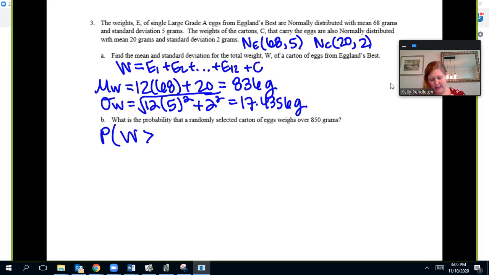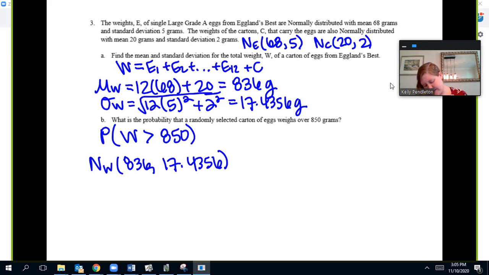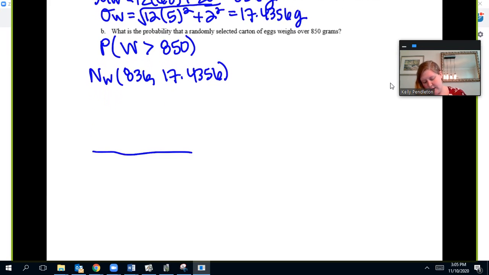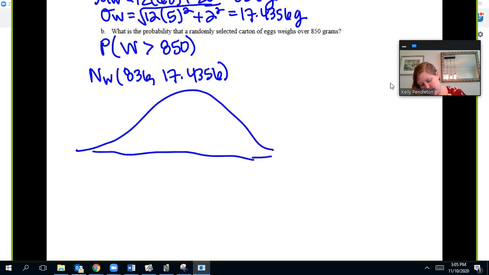Okay, so the weight is over 850. And so we're going to draw a normal distribution for the weight with 836 as the mean and 17.4356 as a standard deviation. And then if I added 14, I would get to 850. So 17 will get me there past 850. So that's right here.